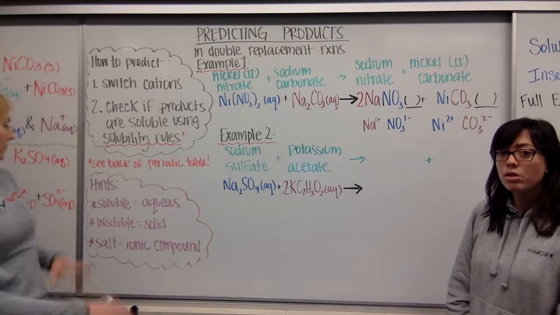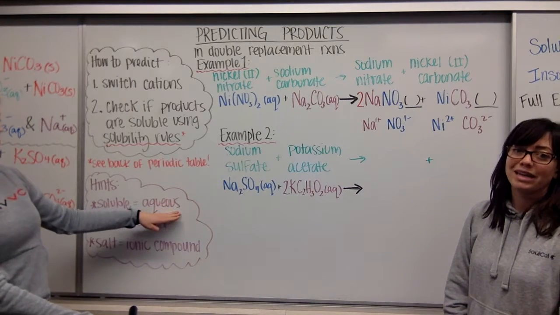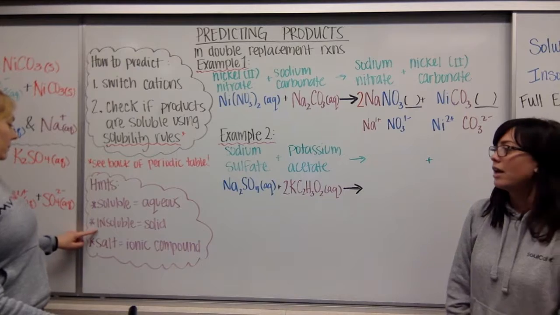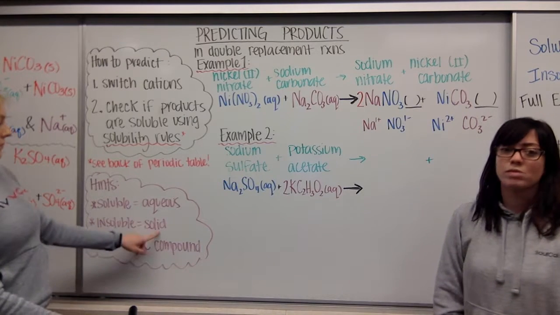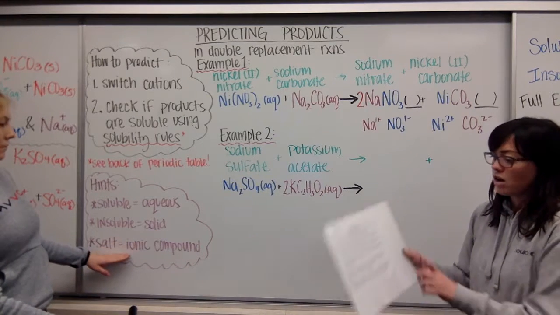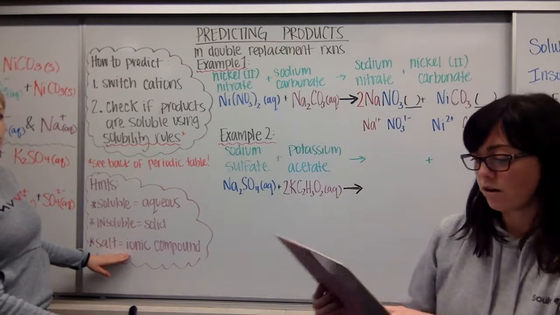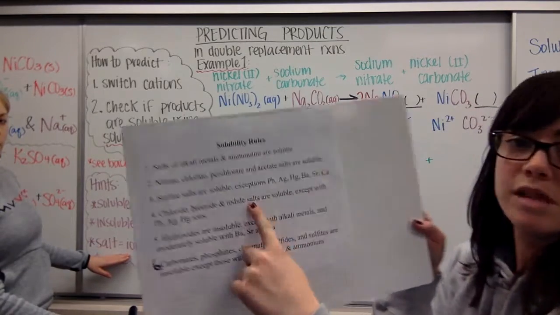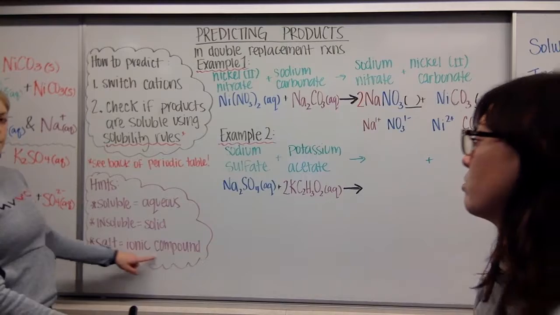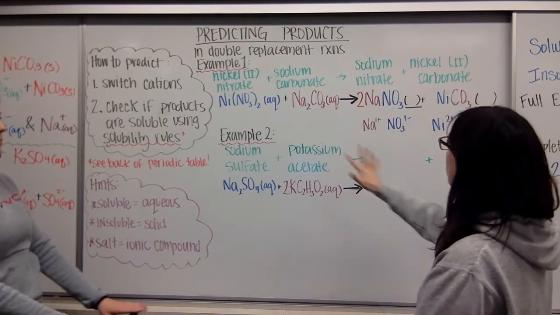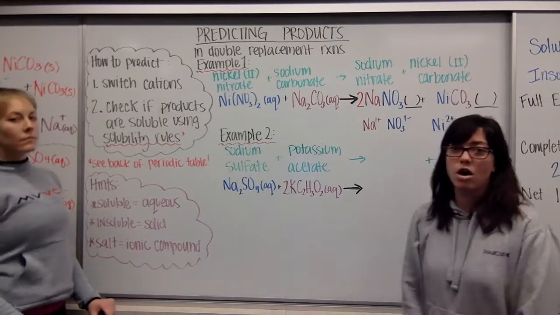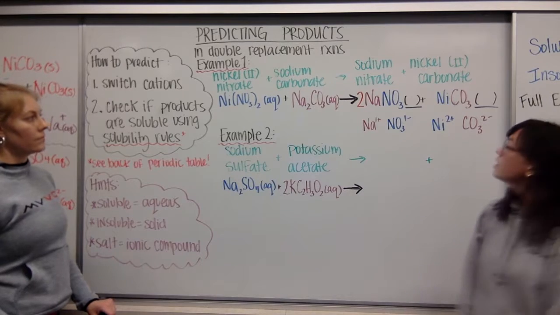Remember that soluble means that we end up being aqueous as our state, and insoluble means that we have a solid. And our solubility rules have the word salt in here sometimes, and that just means an ionic compound, remember? So all of these right here are going to be salts because they're all different ionic compounds.